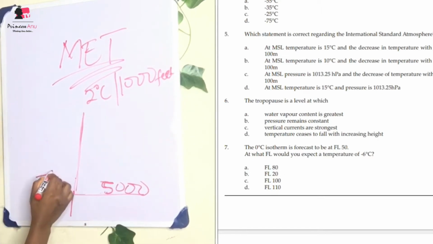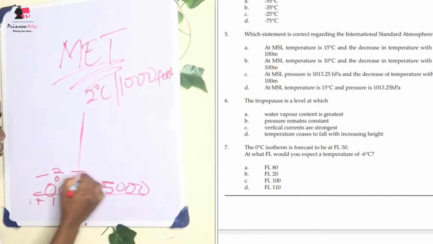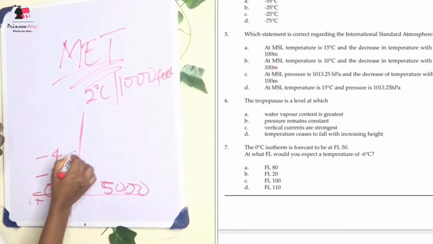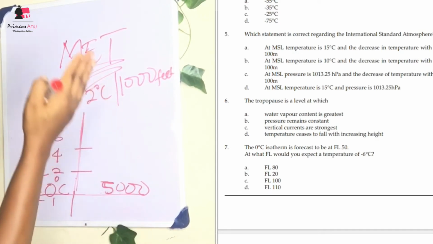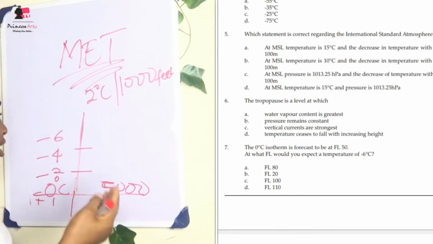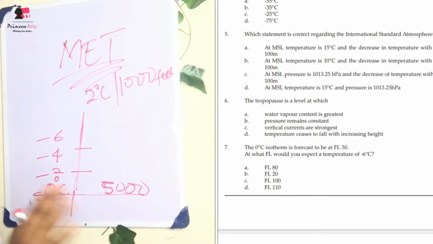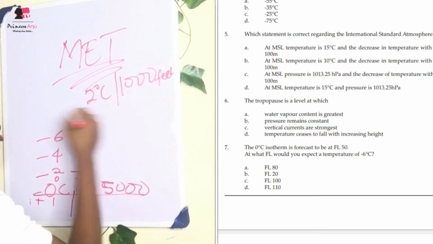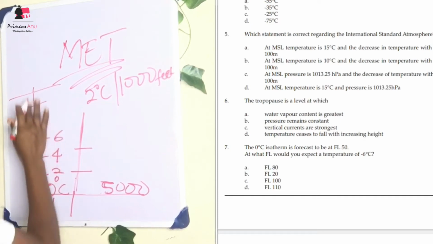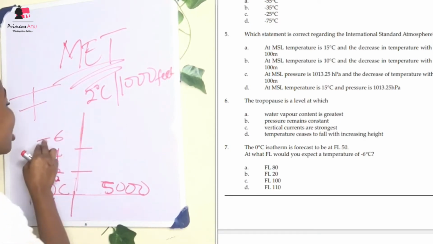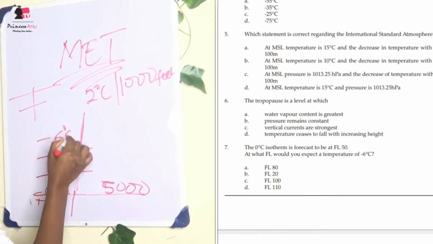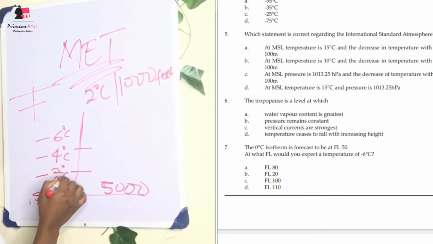So now here we're going to be having -2, -4, -6. So let's now put 1,000, because as you go higher, like I said before, when you increase in altitude, don't forget the aircraft is flying and it's not coming down, it's going higher. So where are you going to get the minus 6 degrees Celsius? Don't forget these are in degrees Celsius.